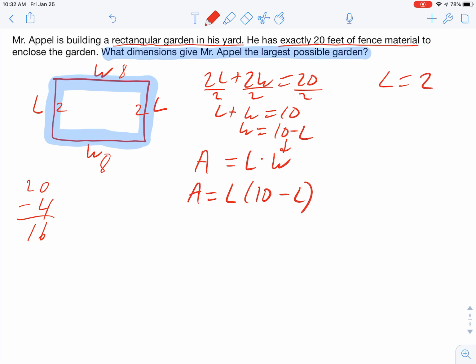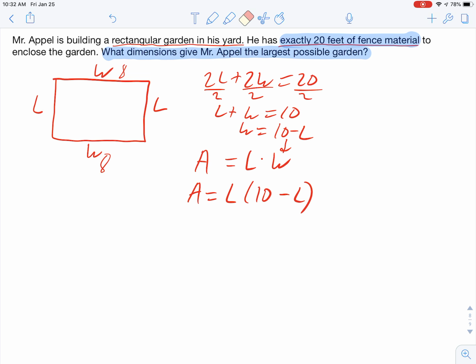So the idea is that if you know one dimension, because of this constraint right here, you actually know the other. So you can write one in terms of the other, which is a big idea in algebra. Let's get those numbers out of there so we don't confuse you, because those were just made up. Okay, so now I have an equation for area, a function for area.